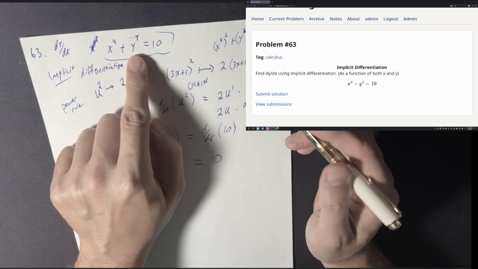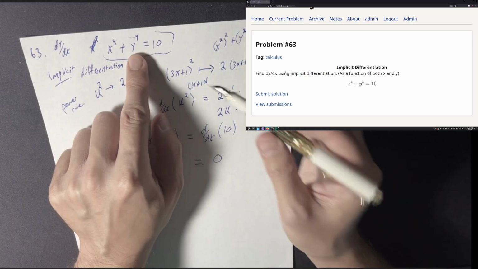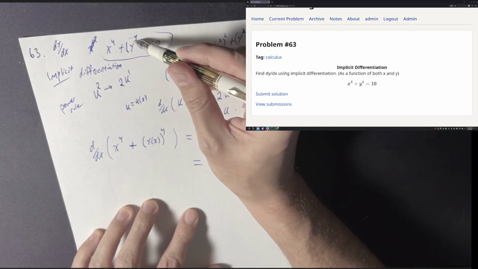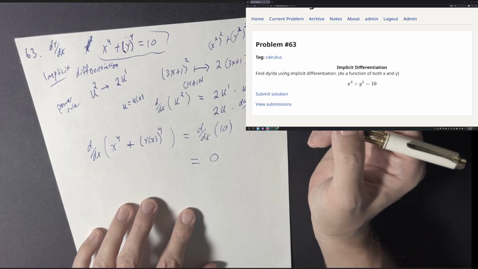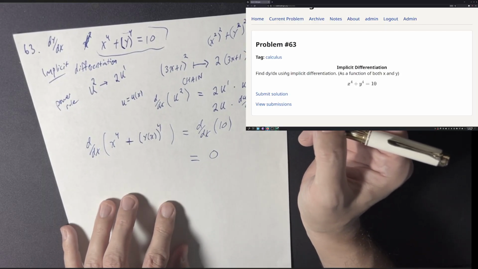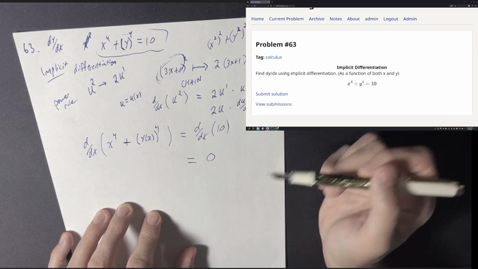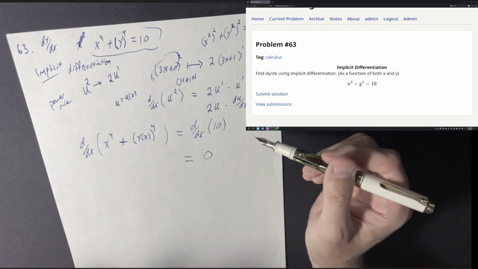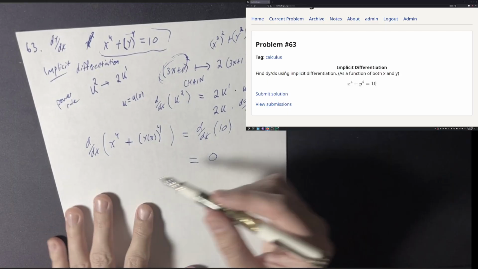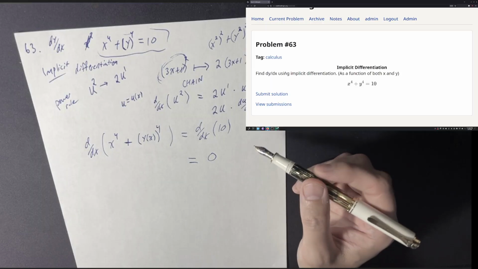But when you see another part, if it involves y, you gotta think of it as, oh, that's a whole function. I don't even know what that is. There's some big expression there, y of x, you know? So it could be like this. Anyway, that's probably good enough for background motivation.